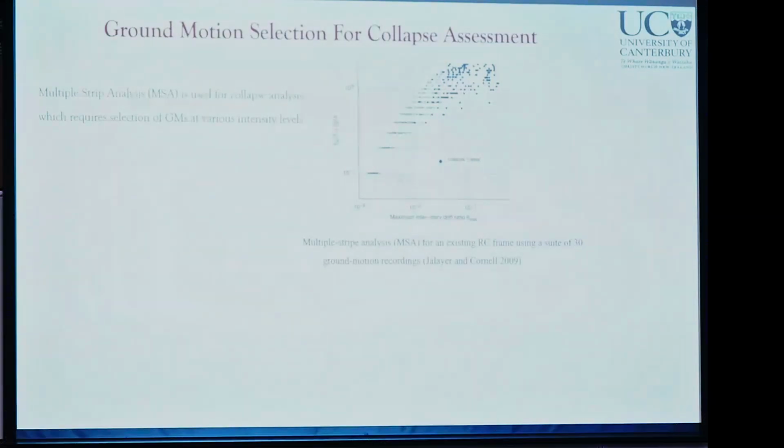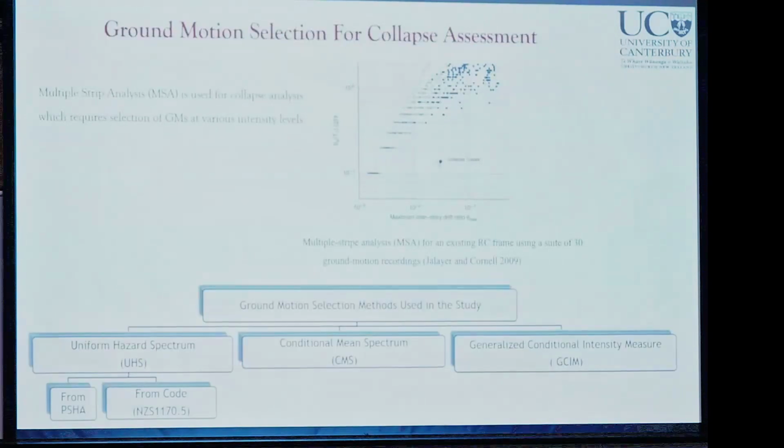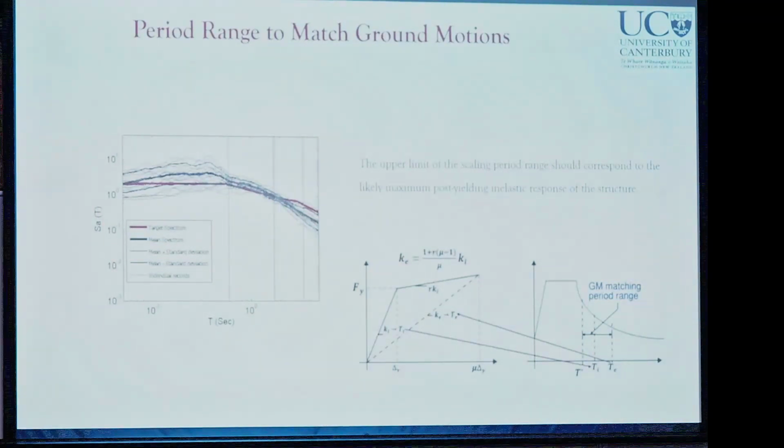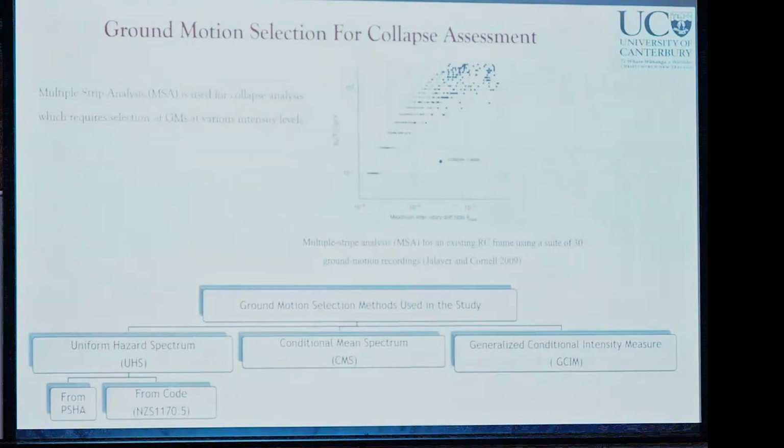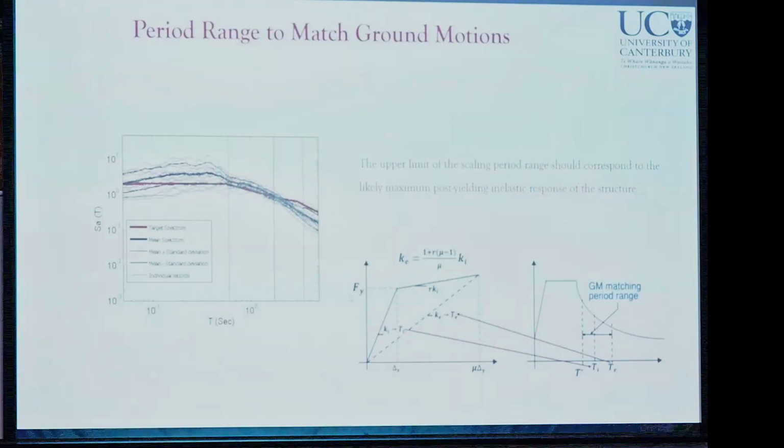So to get the answer, we have conducted extensive analysis through a case study building. We have adopted the case study building of the New Zealand Redwood building, and we have conducted collapse analysis with 3 different ground motion selection methods: uniform hazard spectrum, conditional mean spectrum, and the GCIM method. For the uniform hazard spectrum method, we use 2 procedures from probabilistic seismic hazard analysis and also from simply the New Zealand code. There are several aspects in ground motion selection, which I'm not going to go through all details of. But one thing that we needed to decide was what period range, because 3 out of 4 methods here used a target spectrum and then they matched the ground motions to that target spectrum.